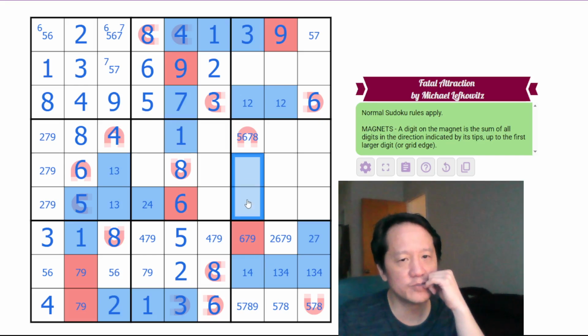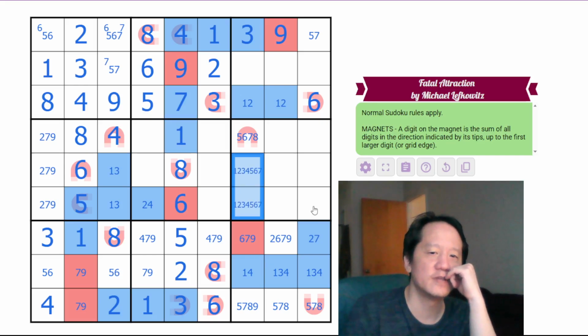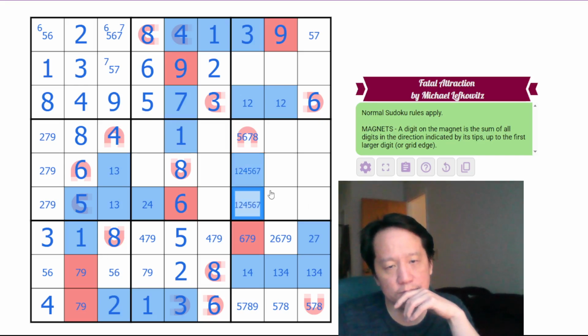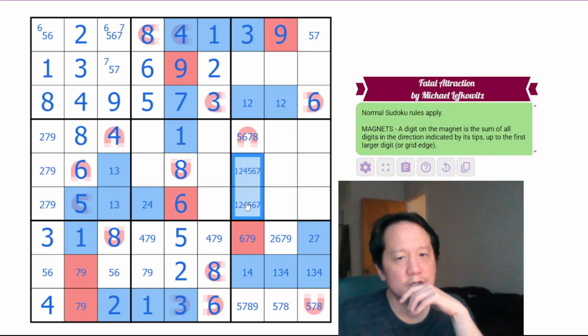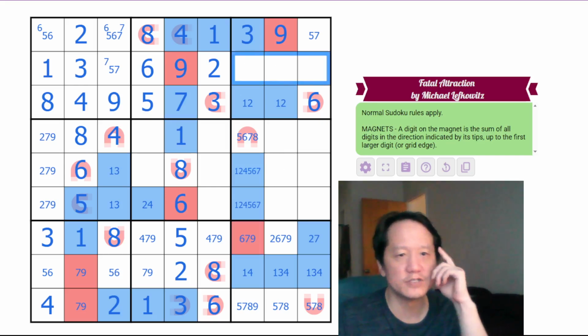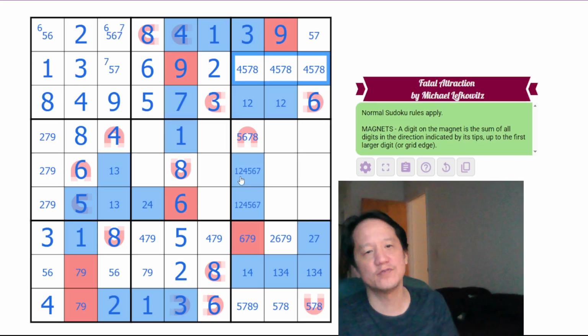How do you add up to 8? You have 1 through 7 here. There's no 3 here because of 3 in the column. 2 digits adding up to 8. You could have 1, 7, which would make this 2 and 4. Actually, let's do remaining digits in row 2. We have 4, 5, 7, 8.